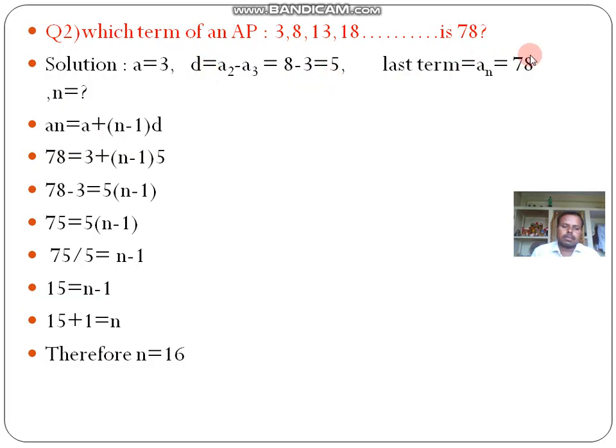The last term is given directly. So the last term is 78. In this arithmetic progression, we don't know how many terms there are. So we have to find how many terms are there in this arithmetic progression.